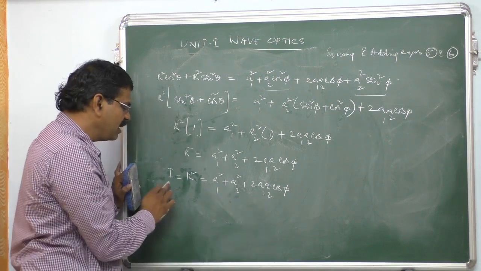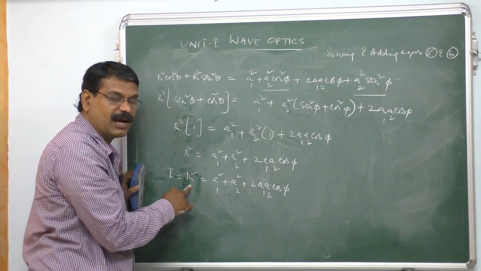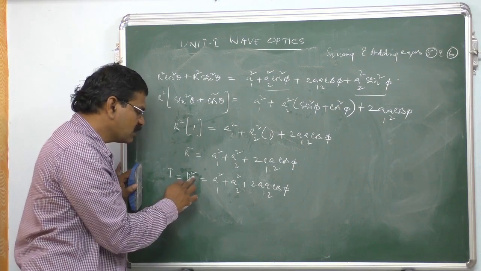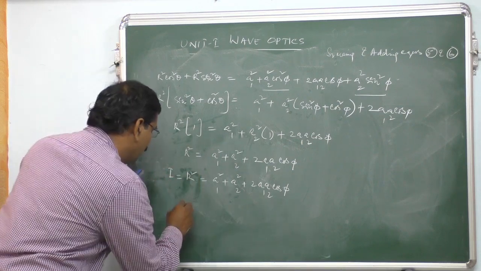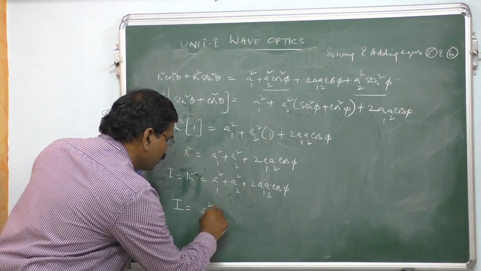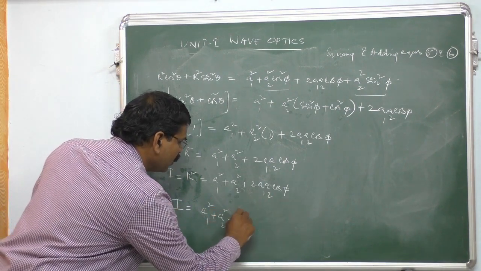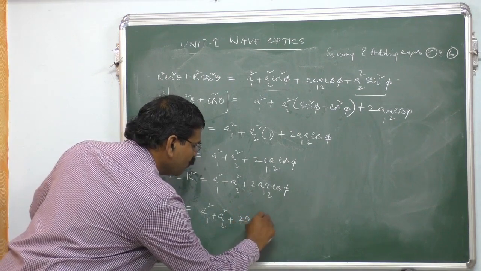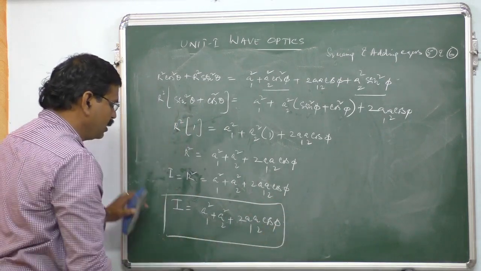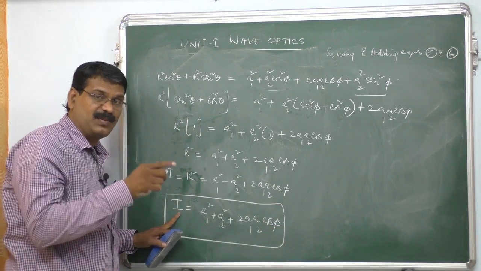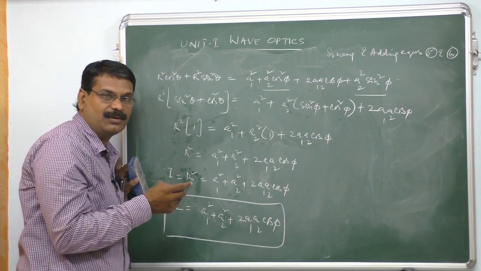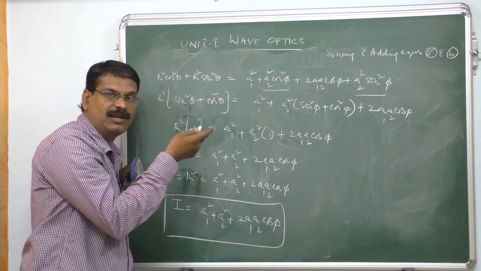And I is equal to R square. By definition, the square of the resultant amplitude is equal to intensity, so R square is equal to I. Therefore, I can finally write the intensity of light I is equal to A1 square plus A2 square plus 2A1 A2 cos phi. This was the ultimate expression for the intensity of light with respect to the principle of superposition of two waves of unequal amplitudes with the same phase, moving in the same direction.